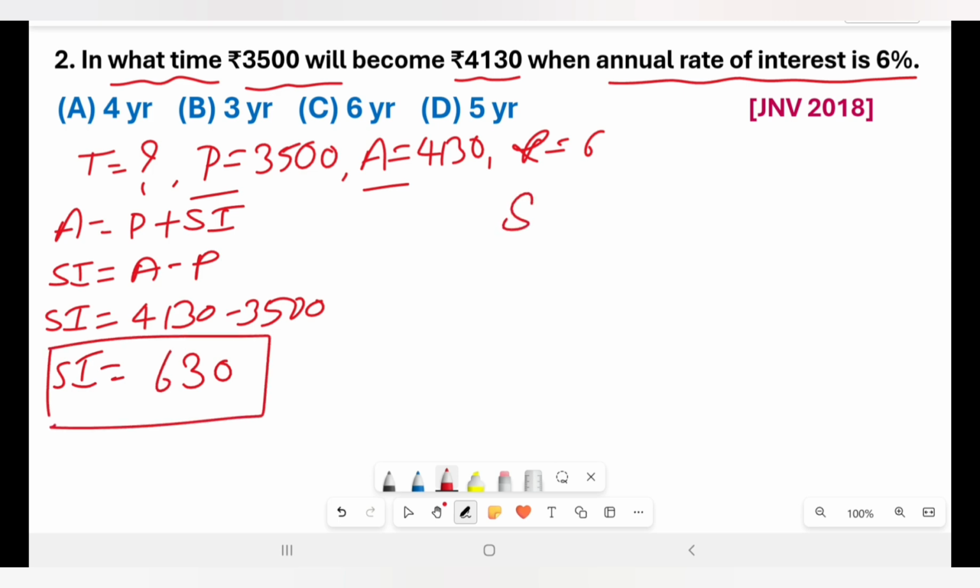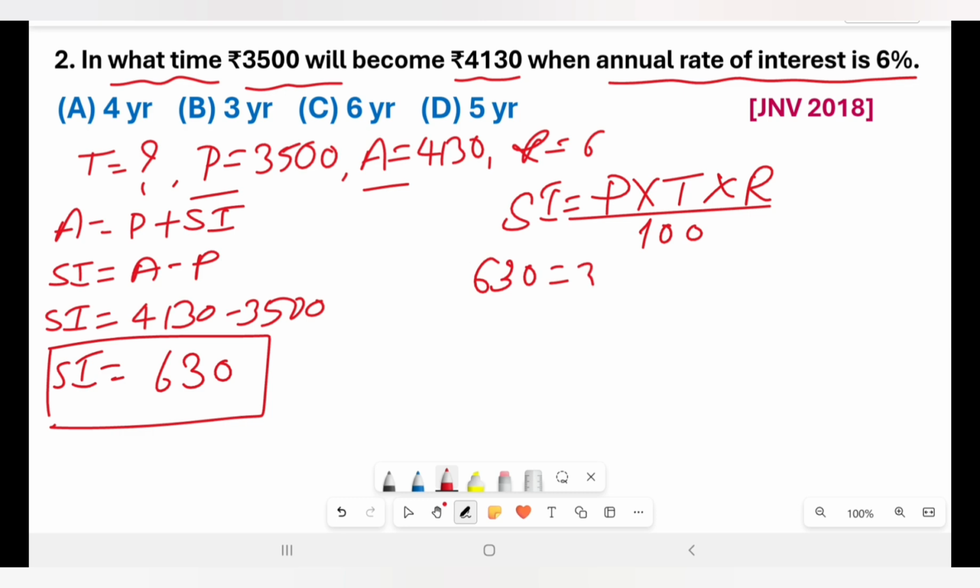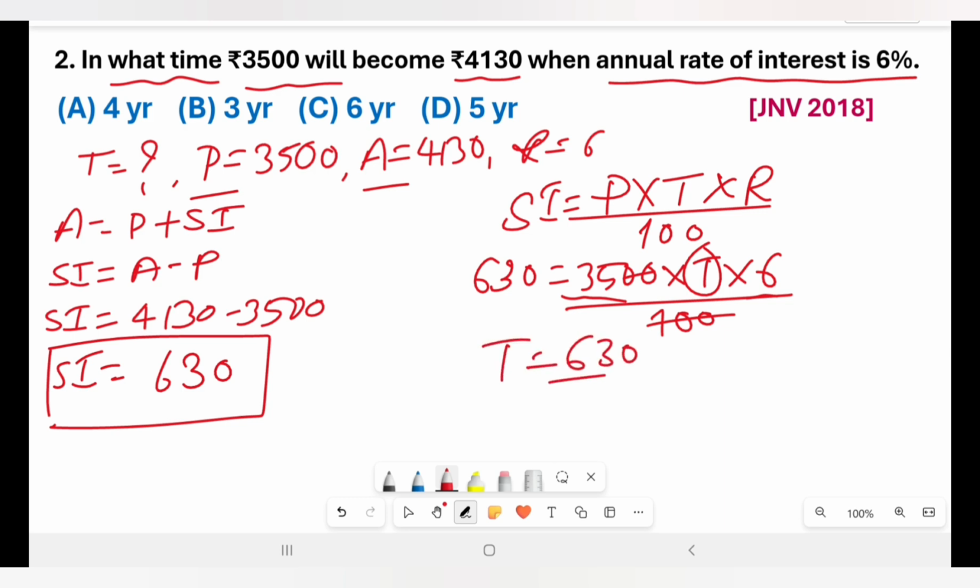As you know, simple interest is equal to PTR by 100, right? So substitute all the values here. Simple interest is 630, P is the principal, that is 3,500, and time we have to find out. R is the rate of interest, 6, and here 100. So 100 and 20 gone, here 20 gone, and keep T as it is on one side and transfer 35 and 6 to the other side. So T is equal to 630 divided by 35 into 6, right?